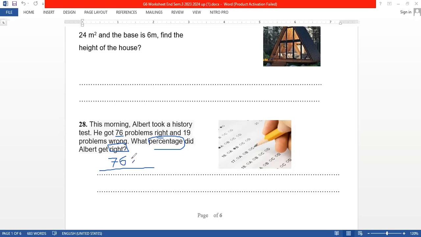Multiply by 100, divide by the whole. How do I get the whole? I have 76 plus 19. This is the whole, the right and the wrong. If you add 76 plus 19, 9 plus 6 is 15, and so on. So first we have to find the whole: 95.